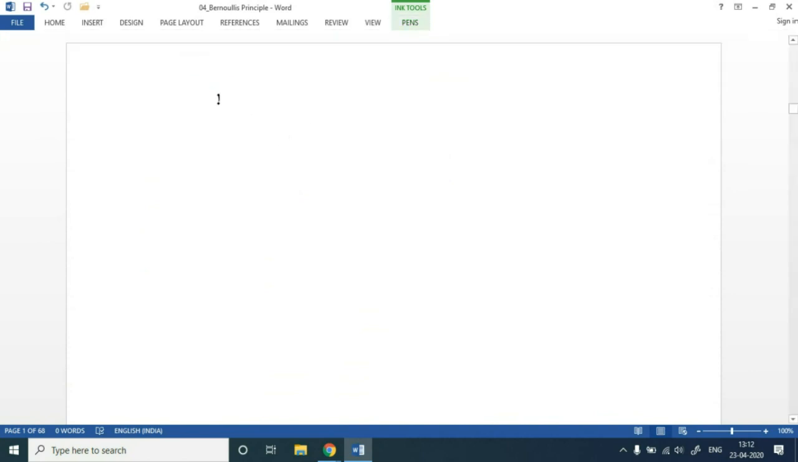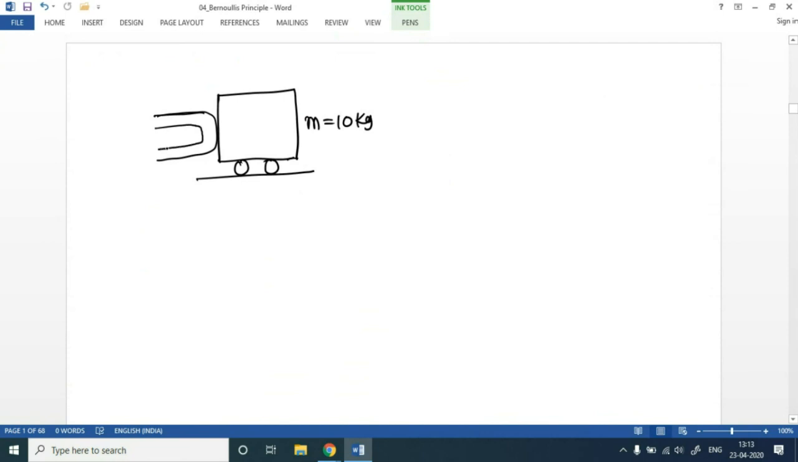Let's say we are having a trolley of mass m equal to 10 kg. This is a trolley which has mass 10 kg, and to this trolley a piping system is attached, something like this, and that is of uniform cross section. Let's say this cross sectional area is 2 into 10 to the power minus 4 meters square.